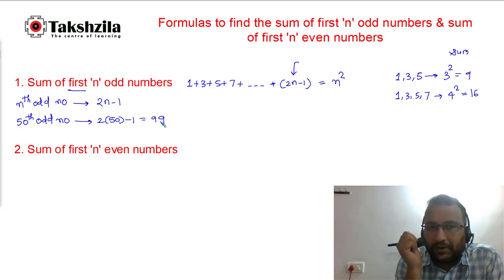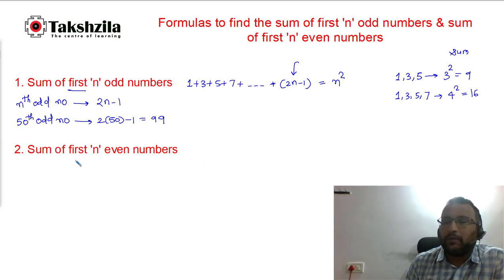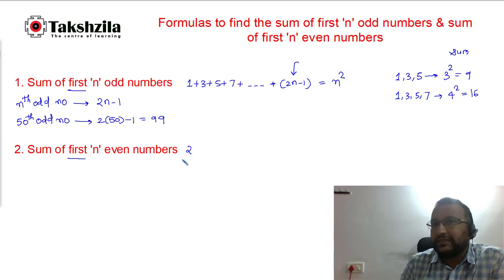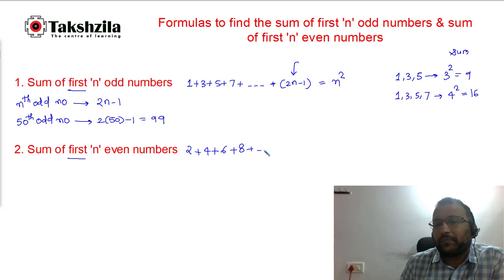Similarly, the second formula is sum of first n even numbers. So again, the important keyword is first. The first even number is 2. Your series should start from 2. That is 2 plus 4 plus 6 plus 8 till so on. The formula to find nth even number is 2 times n. This addition is equal to n into n plus 1.